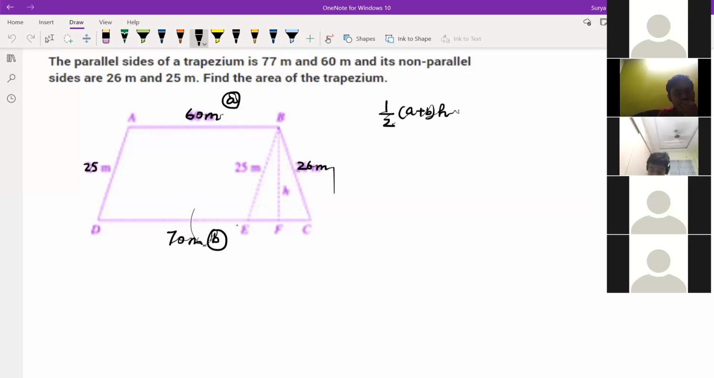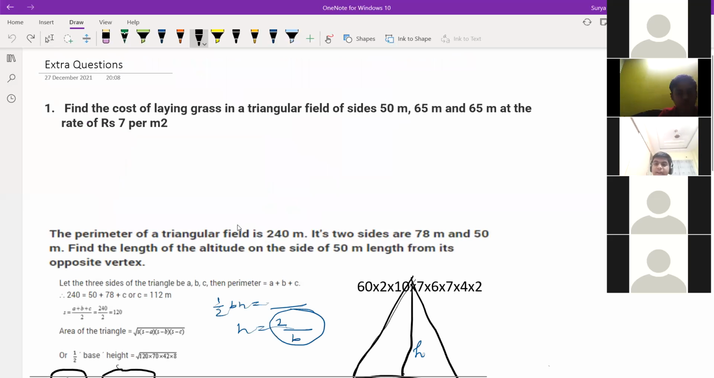Sir, won't it be the root of 26 square minus 5 square? Yes. How? You meant to say this is 5? Because, sir, 70 minus 60 is 10, and then it will be half, because it is isosceles. B will be 60 only, no, sir, the base.